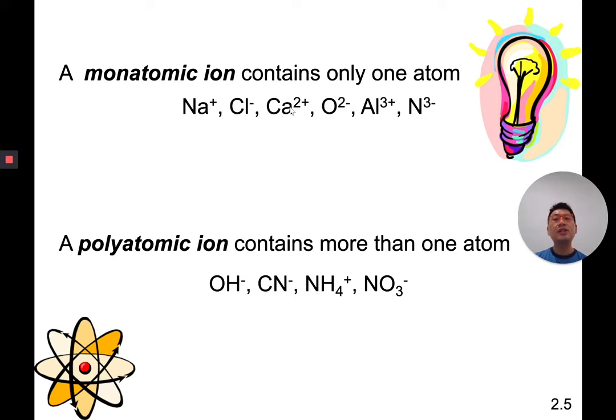Here, Ca2 plus means it lost 2 electrons. O2 minus means it gained 2 electrons. Al3 plus means this thing has lost 3 electrons. N3 minus means it has gained 3 electrons.